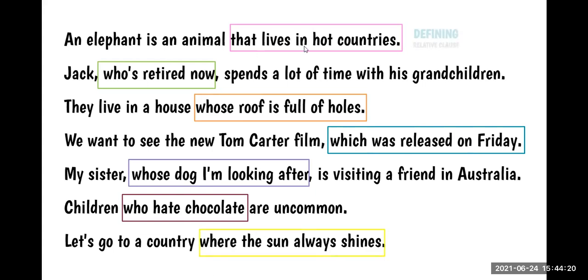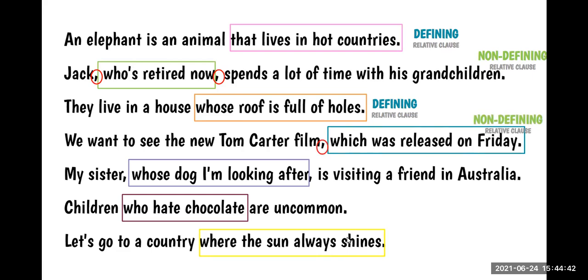Very good. So we said that the first one was defining, right? The second one, non-defining. And we have the commas too, right? Number 3, we said that this was defining. Number 4, defining or non-defining? Non-defining, right? And here we have the commas too. Number 5, non-defining. And here we have the commas too. Number 6, defining. And the last one, defining. Very good. So remember, when we have non-defining relative clauses, we need to use commas and it's extra information, okay?